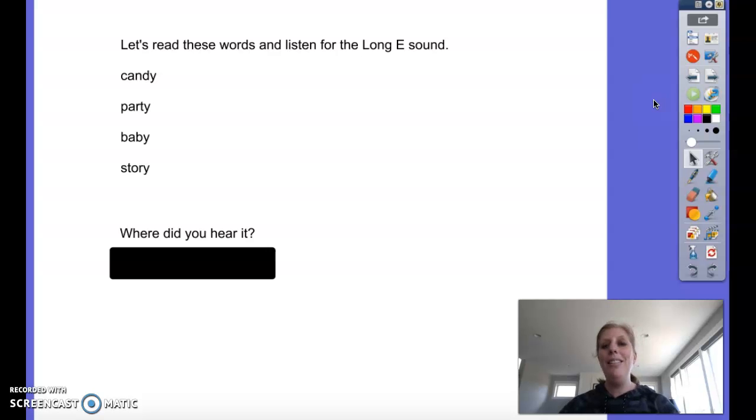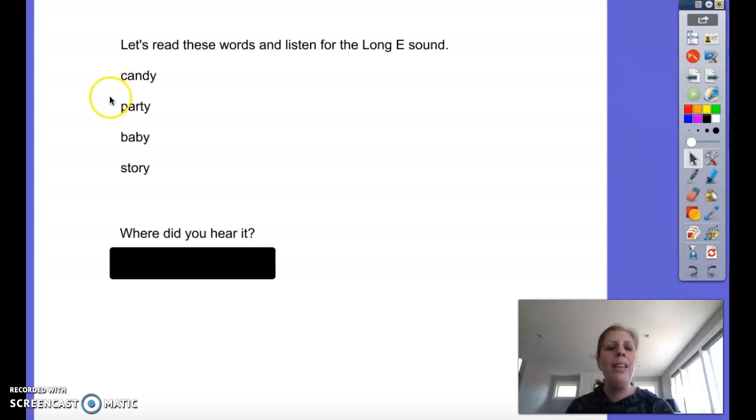We're going to be learning the last spelling pattern for the long E sound. So let's take a look at the screen and let's read these words and listen for the long E sound. If you don't know what these words are, you can just listen to me, but listen for where you hear the long E sound. Remember, long E says E.